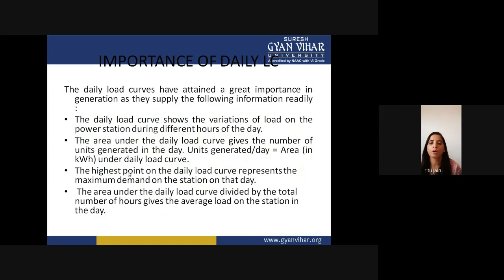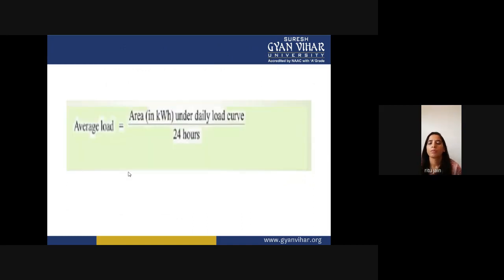The highest point on the daily load curve represents the maximum demand on the station on that day. The area under the daily load curve divided by the total number of hours gives the average load on the station in the day. Now we can calculate average load: the area under the daily load curve divided by 24 hours, then you can easily get the average load. This is the formula of average load, which is very important.